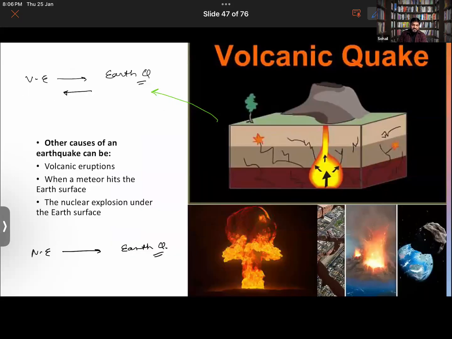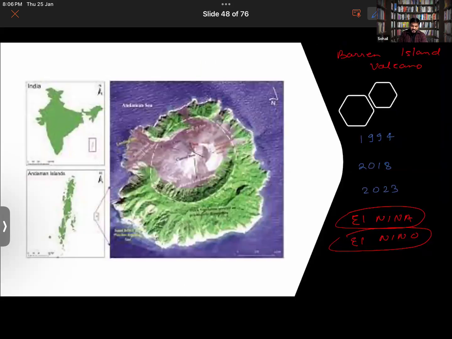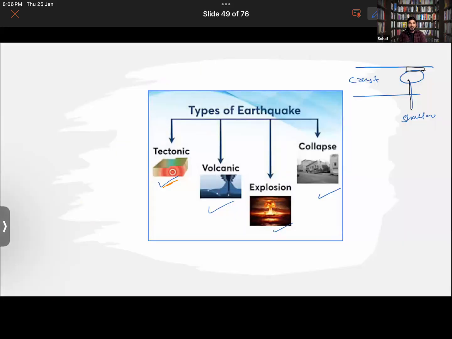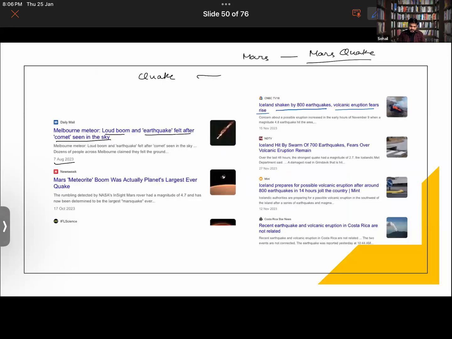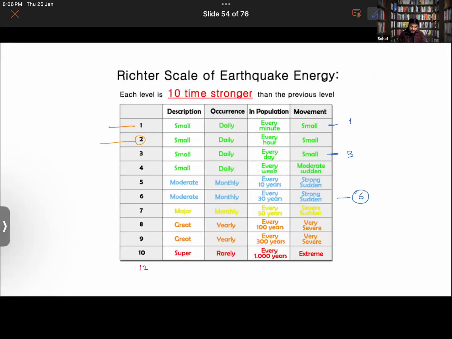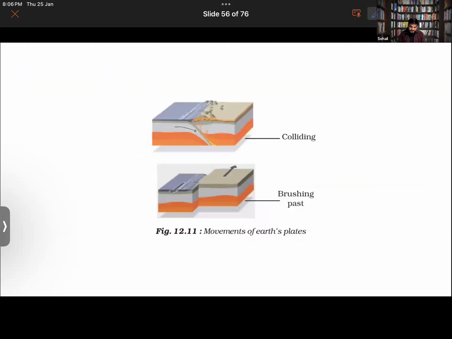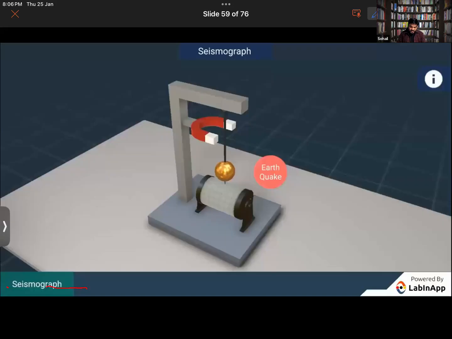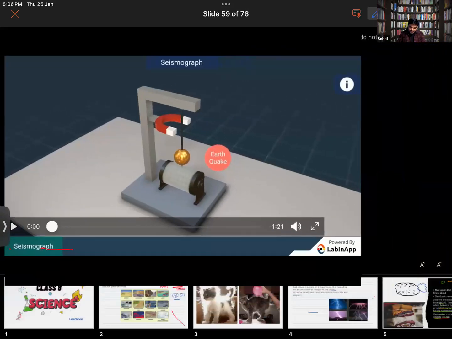There were different causes of earthquake, right, which we studied. Barren Island is the only active volcano, and the last time it erupted was in December last year, in 2023. The power of an earthquake, each level is actually 10 times stronger, not 100. So remember that also. Seismograph, we understood about its working as well.